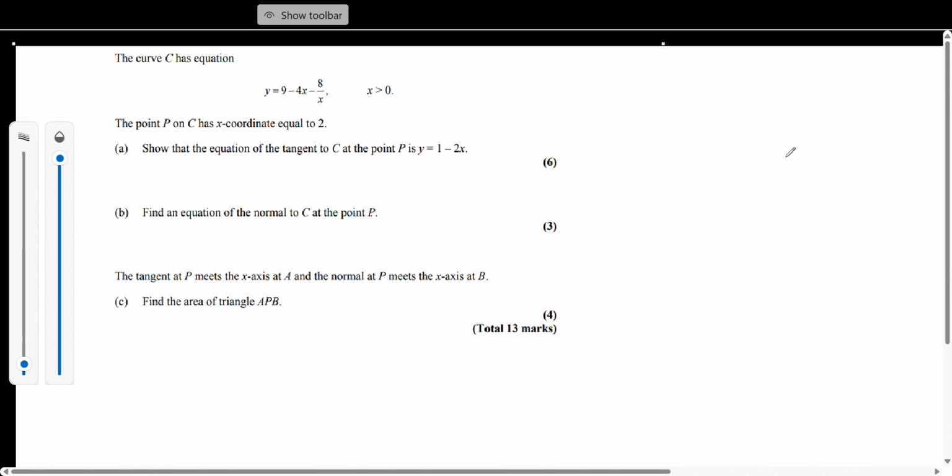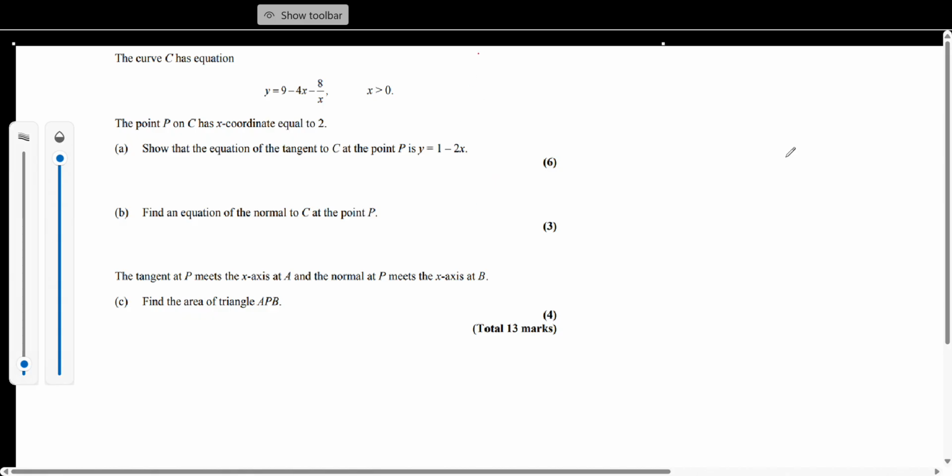In this video, we will see how to solve this question that involves differentiation with tangents and normals concept. A curve's equation is given. Point P on the curve has an x coordinate equal to 2. We have to show that the equation of the tangent at the point P is y = 1 - 2x.